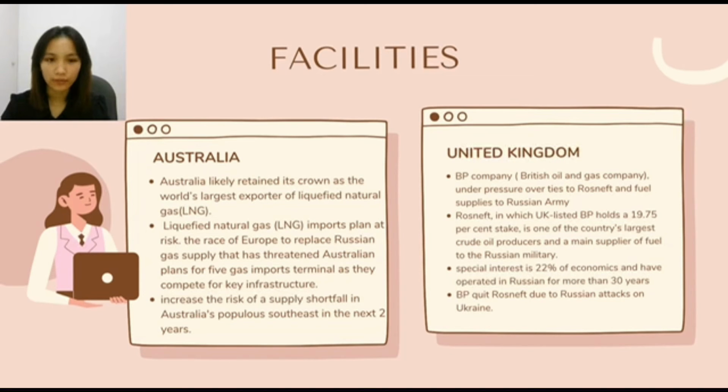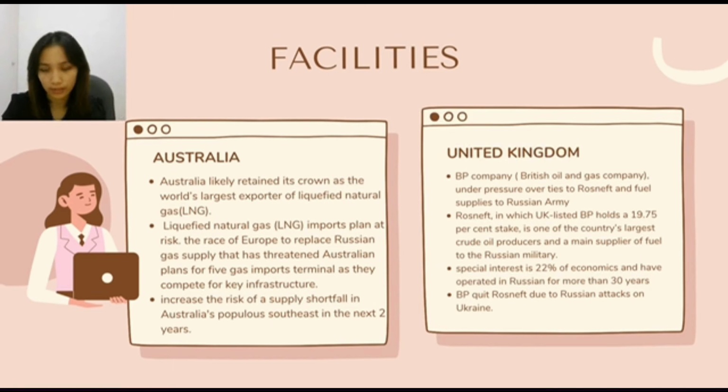In Australia, for facility risk, Australia is likely to retain its crown as the world's largest exporter of LNG in 2021. However, LNG import plans are now at risk. It is due to the rest of Europe trying to replace Russian gas supply, which has threatened Australia's plans for 5 gas import terminals as they compete for key infrastructure. This will increase the risk of supply shortfall in Australia's populous cities in the next 2 years.